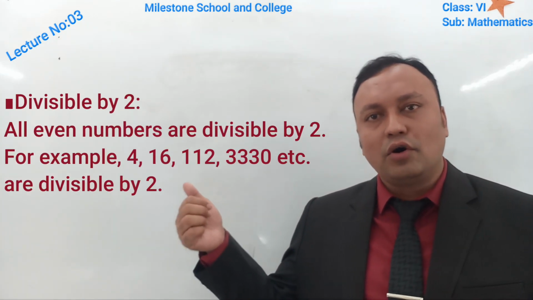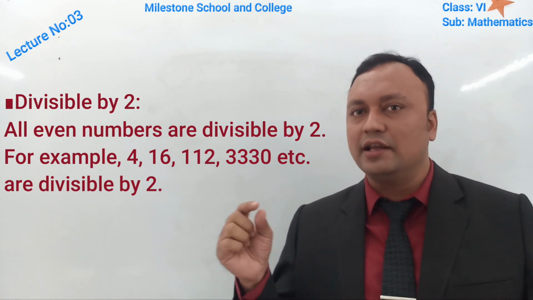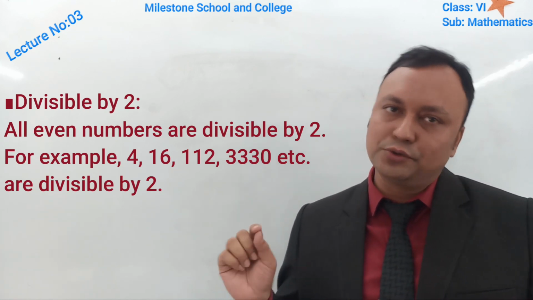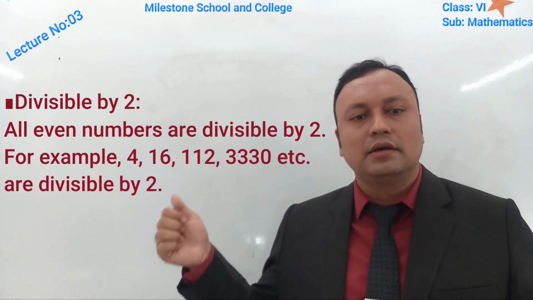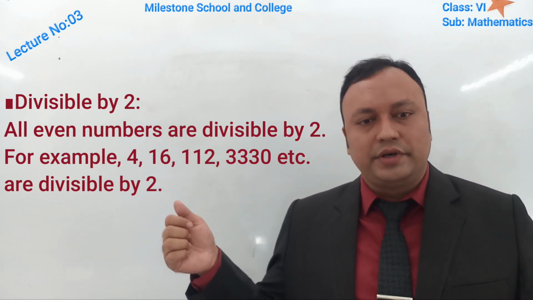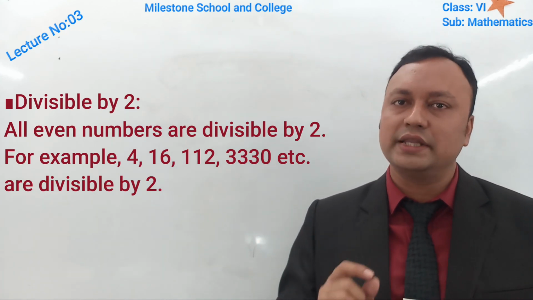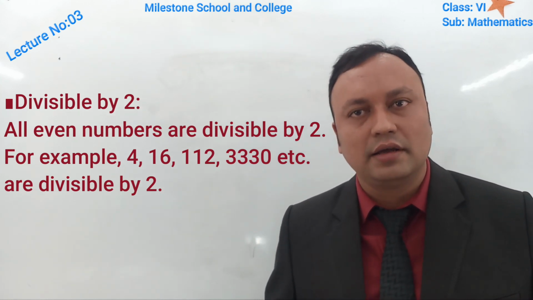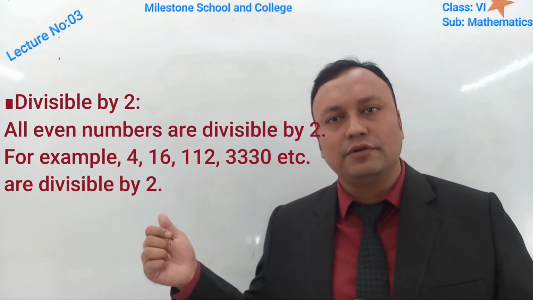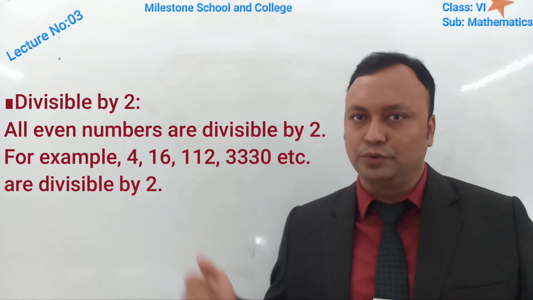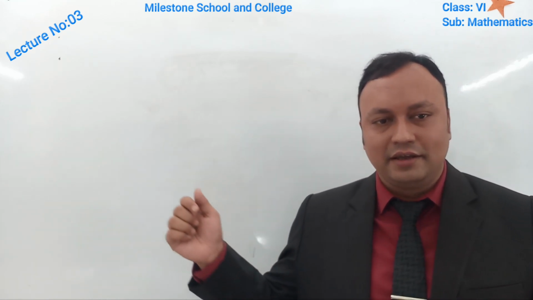At first, divisible by 2. As you can see, all even numbers are divisible by 2. That means if any number is even, it must be divisible by 2. For example, 4, 16, 112, 3330, etc. are divisible by 2 because all these numbers are even numbers. So this is the divisibility rule for 2. Now the next rule, divisible by 4.